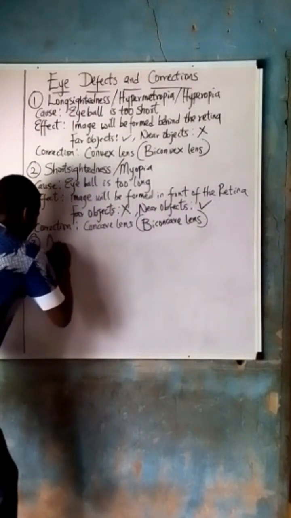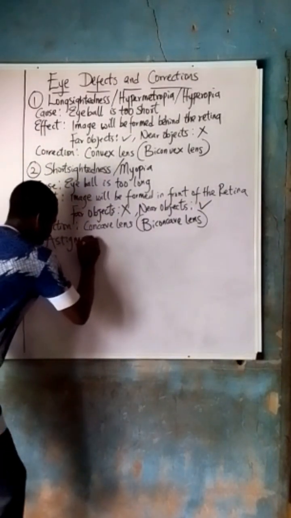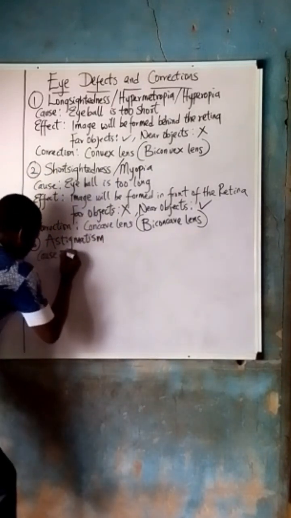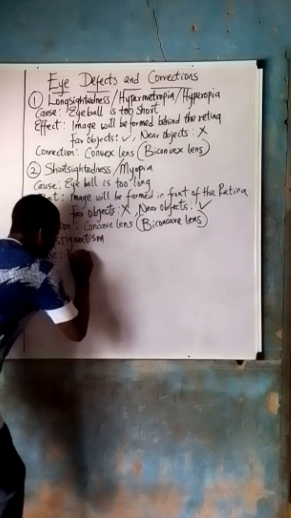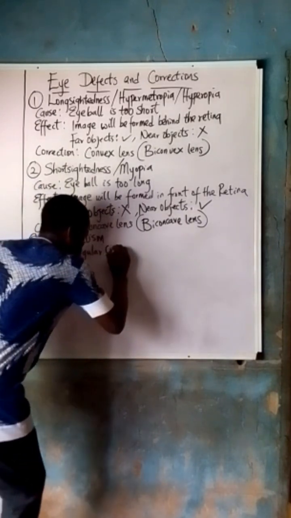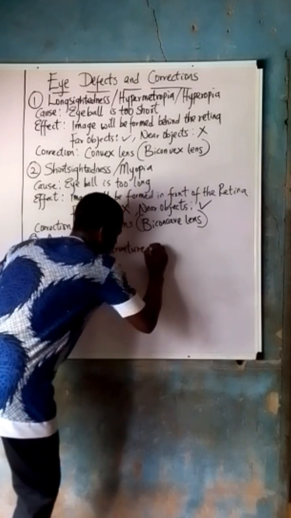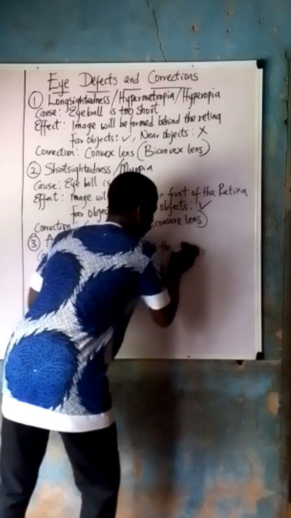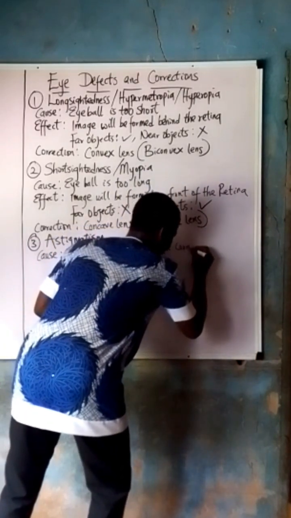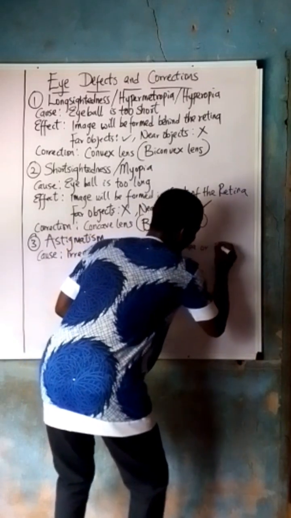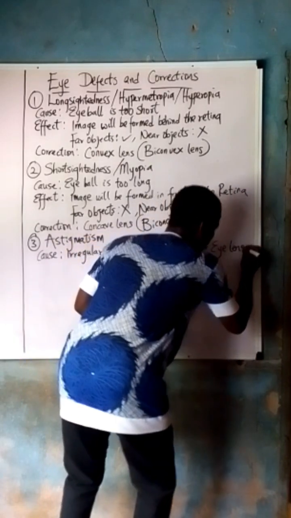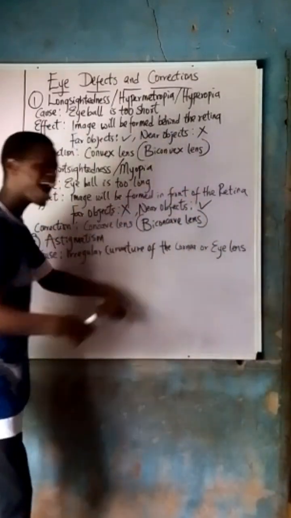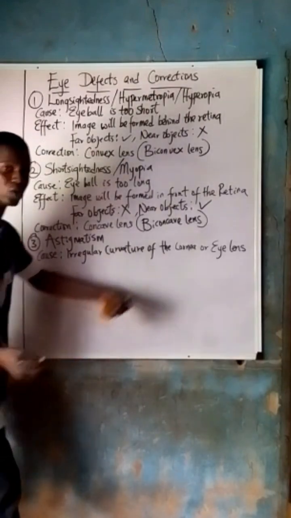You have what is called astigmatism. Astigmatism. Let's get straight into it. What is the cause? Now, this one is caused by irregular curvature of the cornea or eye lens. Okay, now take note, it can be due to both of them also. Irregular curvature of the cornea and/or eye lens. It can be due to both or either of them.